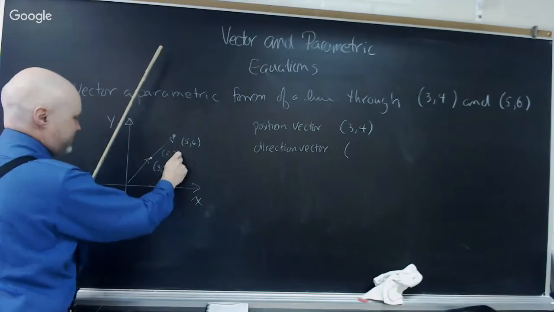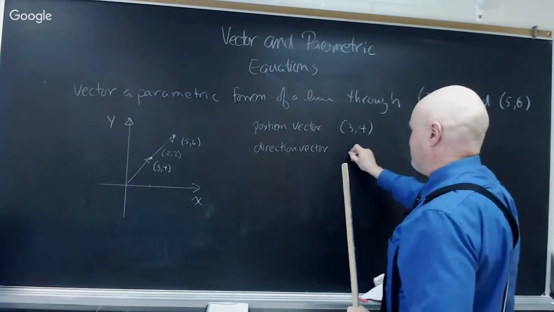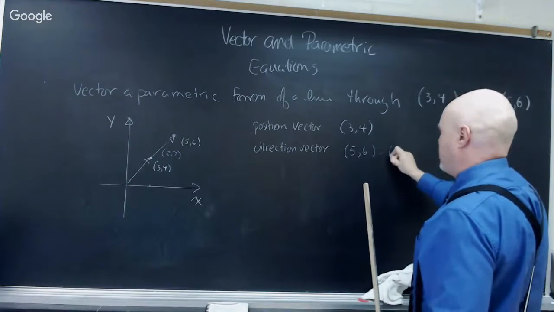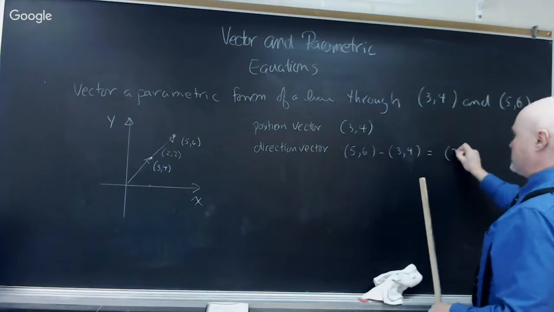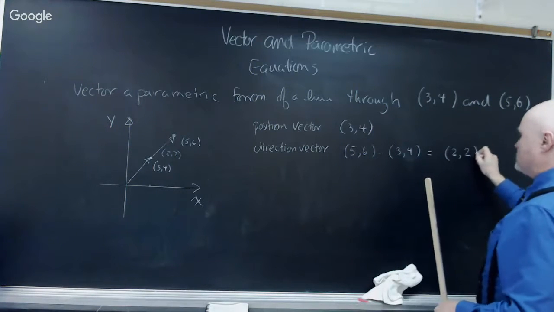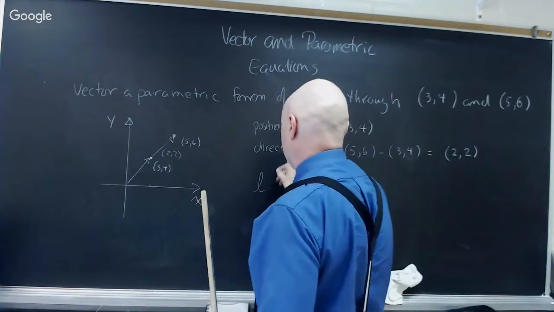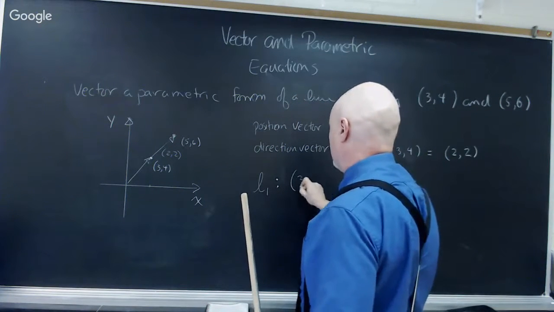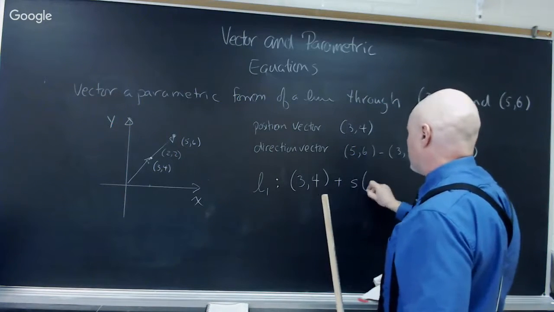So our direction vector is just 2, 2. In other words, it's the slope of the next one. Okay, yeah, exactly. That's a great way to think about it. It's 5, 6 minus 3, 4. And so it's just 2, 2. And so we can actually give this equation as L1 is equal to 3, 4 plus s times 2, 2.